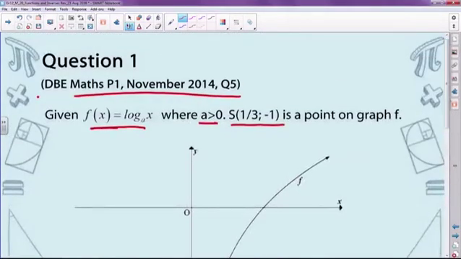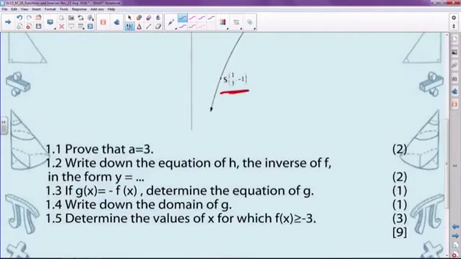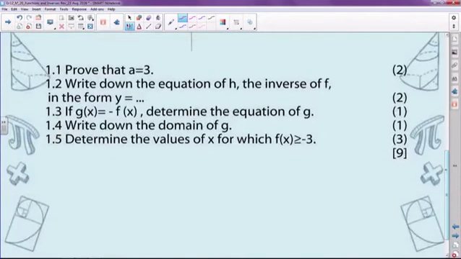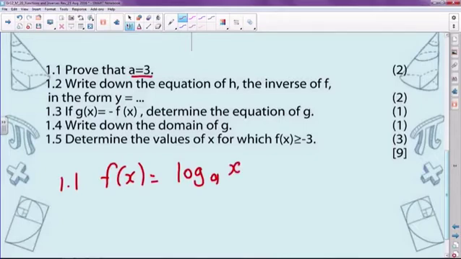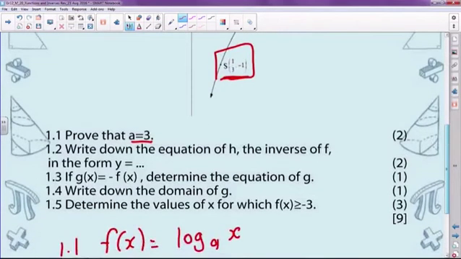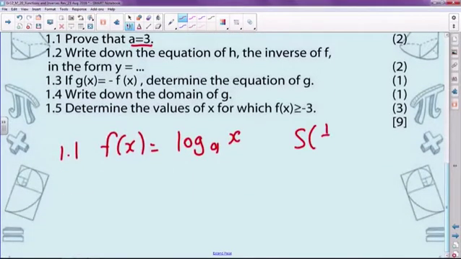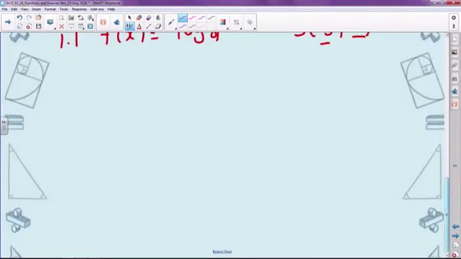We've got the function f of x is equal to log x base a. And if I've got a point on the graph, remember that point must satisfy the given function, right? So if f of x is equal to log x base a, and this point, s, lies on the graph, that means when my x value is a third, my y value is -1. So I can substitute the coordinates of the given point into the x and the y value in my function, and then work out what the value of a is.